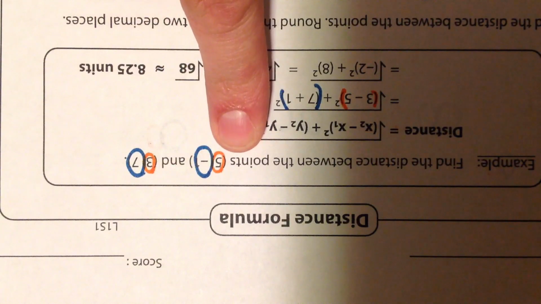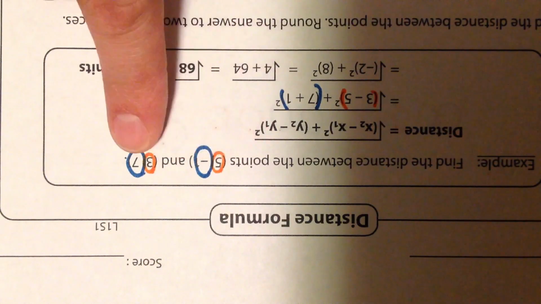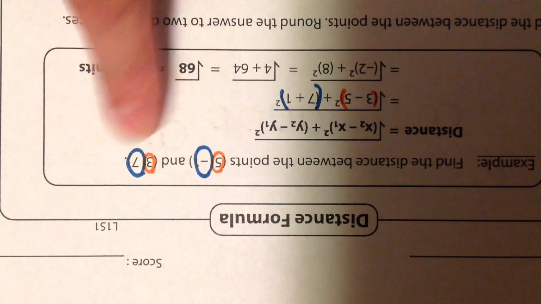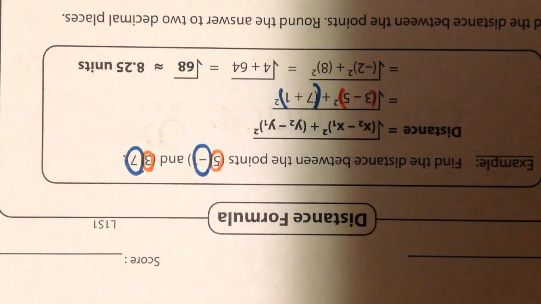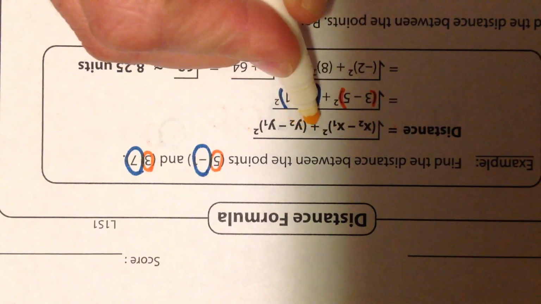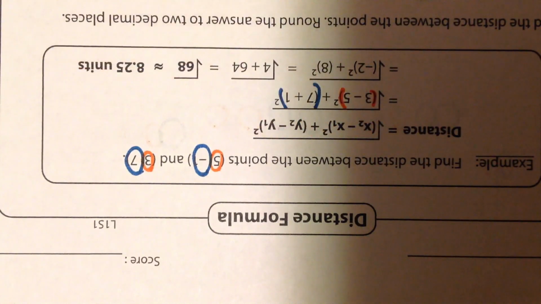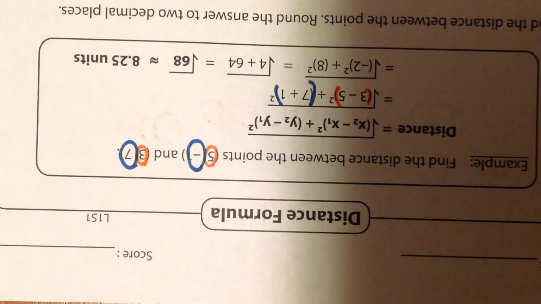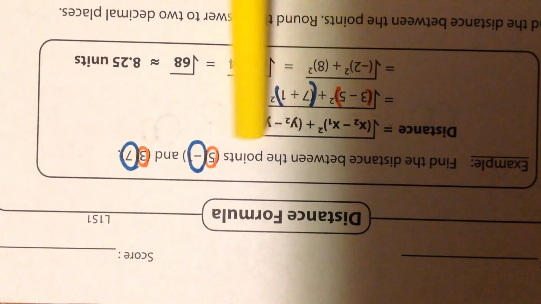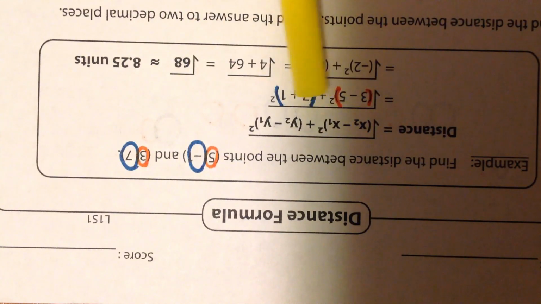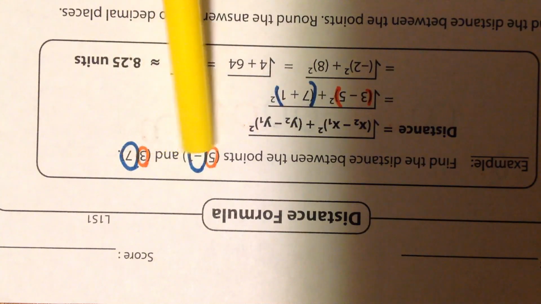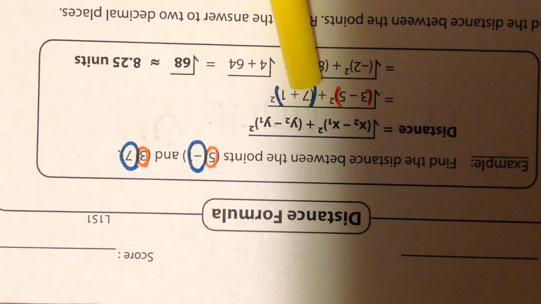So what I've done is circled my x's, which are 5 and 3, and my y's, which are -1 and 7. If you look at our formula, we have the square root of the difference of the x's squared plus the difference of the y's squared. So I substituted my x's, 3 minus 5 squared, plus the difference of my y's, that's 7 minus -1. 7 minus -1 actually ends up being 7 plus 1 because two negatives make a positive.